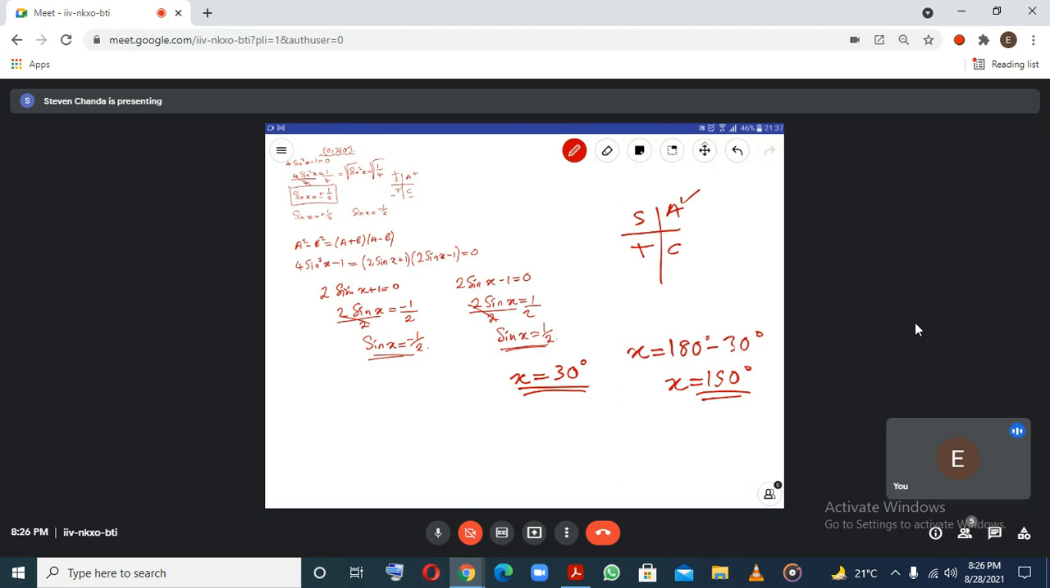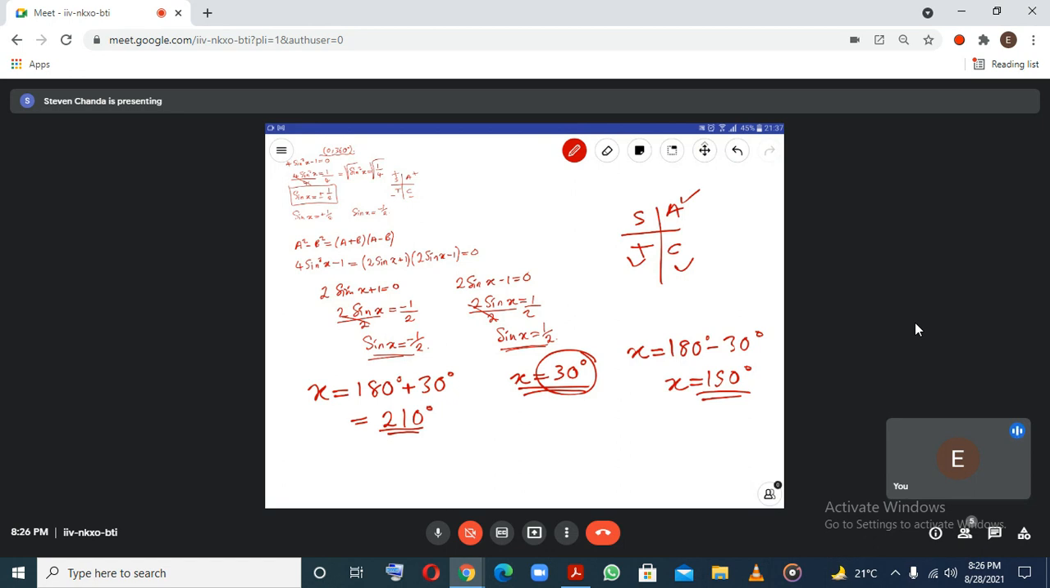So then we now go on to check for those where we're going to have negatives. So it's just basically going to be those which are in the third and the fourth quadrant. So how do we find an angle in the third quadrant? We just get 180 plus the acute angle that we found, 30. So it's going to be 210.